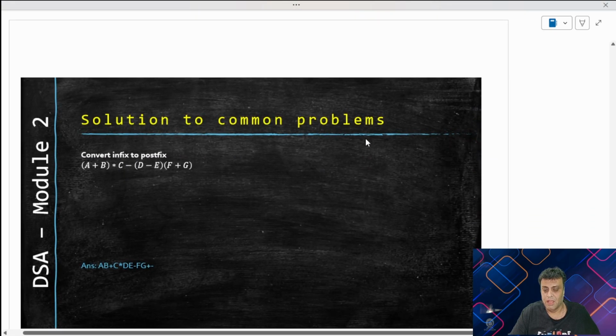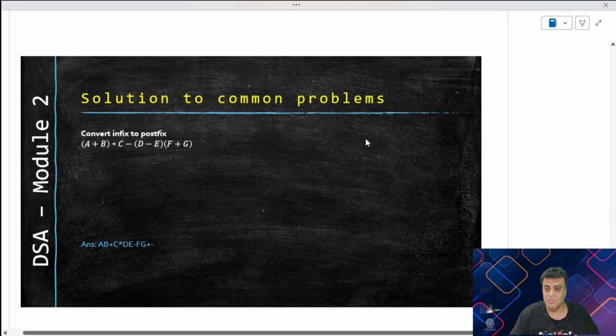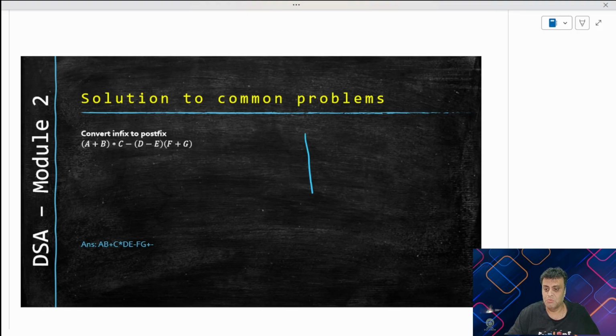Now the last sum that we will do is this: convert infix to postfix. Should be easy enough for all of us. Let us attempt it. We have a bracket, so we will push it into the stack. We have A, we will bring it here. We have plus, we will bring it here. We have B, we will bring it here. Let us mark what we are taking.